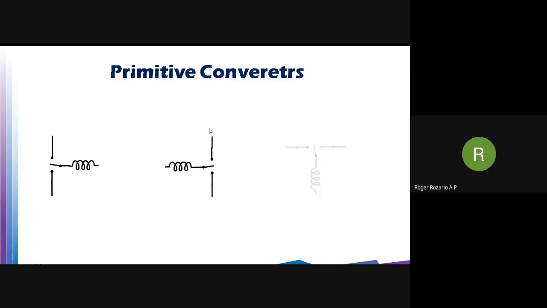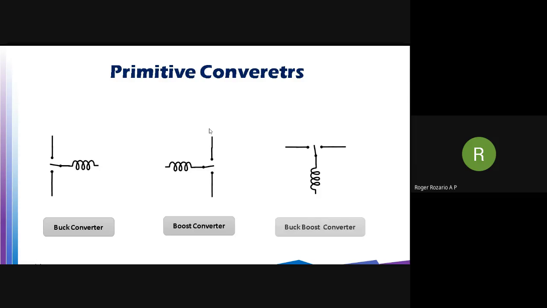And the third configuration is the inductor at the center between the source and the load. The first configuration is called the buck converter. The second configuration is called the boost converter. And the third configuration is called the buck boost converter.